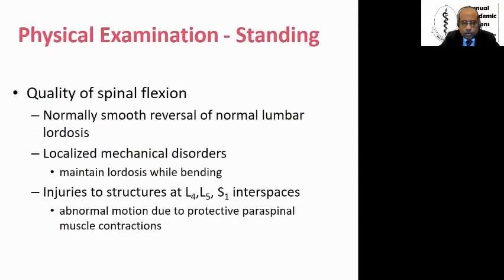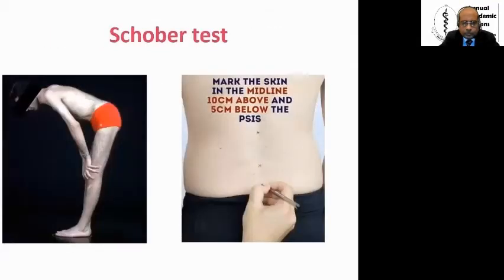And as I told you, look at the other movements of the spine. And this is the Schober's test. You know how to do that. And important in the spine in the spondyloarthropathy examination.